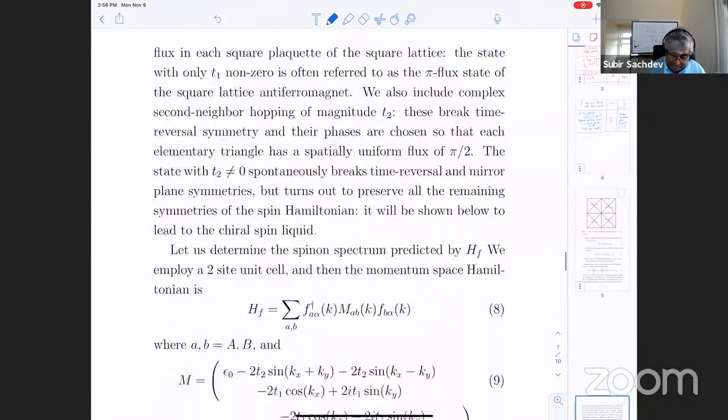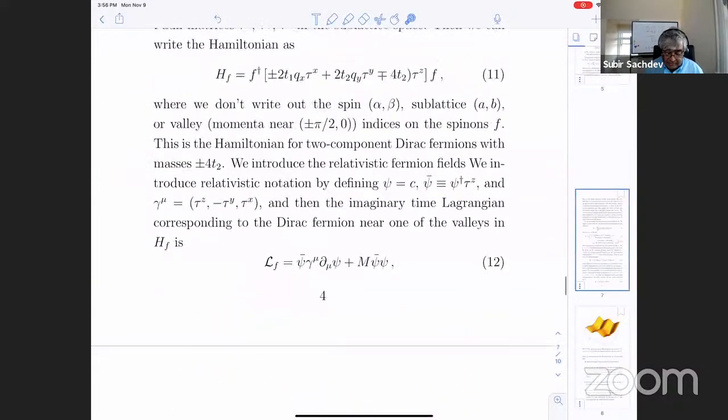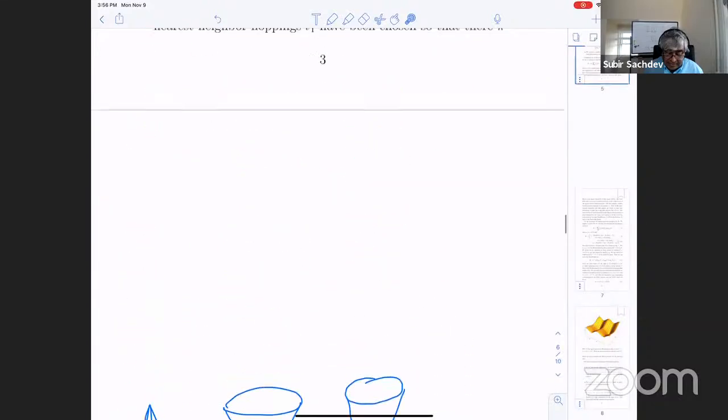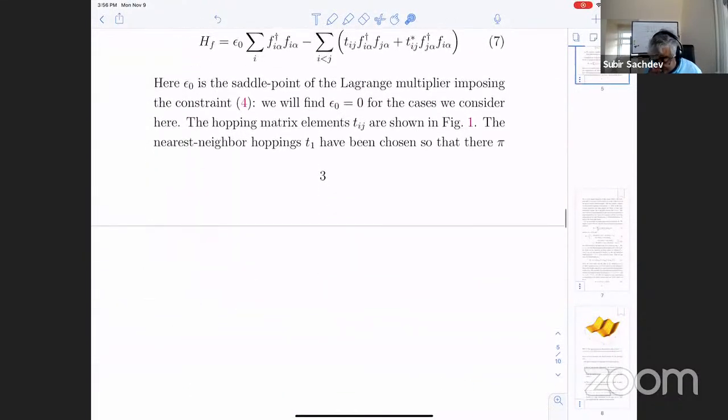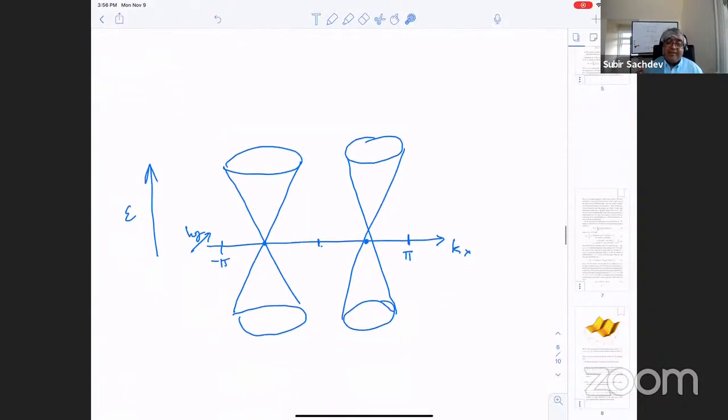Actually, I have an actual picture here, but where the nodes are gapped. So these are the 2 nodes here. There's one here and one here. This is a picture when there's a small gap, which is what T2 induces. But for now, imagine that that's an actual conical point and another conical point there. So that's the dispersion of the pi flux phase. It's basically like graphene. It's got 2 Dirac nodes.